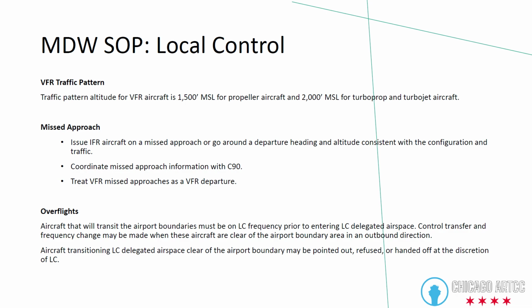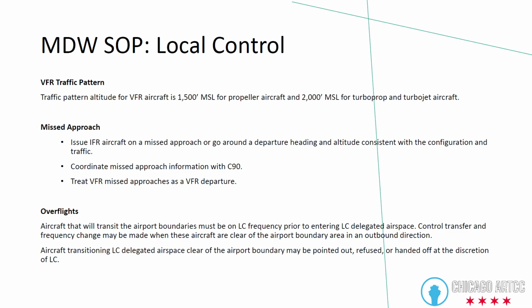Overflights. Aircraft that will transit the airport boundaries must be on tower's frequency prior to entering tower's delegated airspace. Control transfer and frequency change may be made when these aircraft are clear of the boundary area in an outbound direction. Aircraft transitioning local control delegated airspace clear of the airport boundary may be pointed out, refused, or handed off at the discretion of local control.